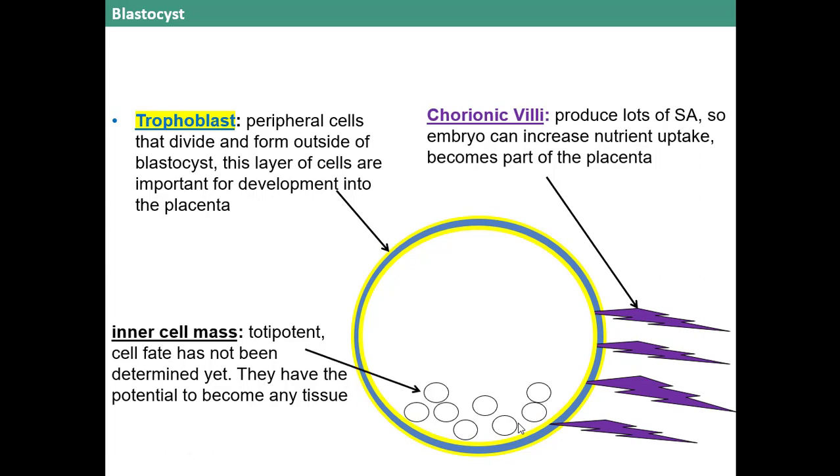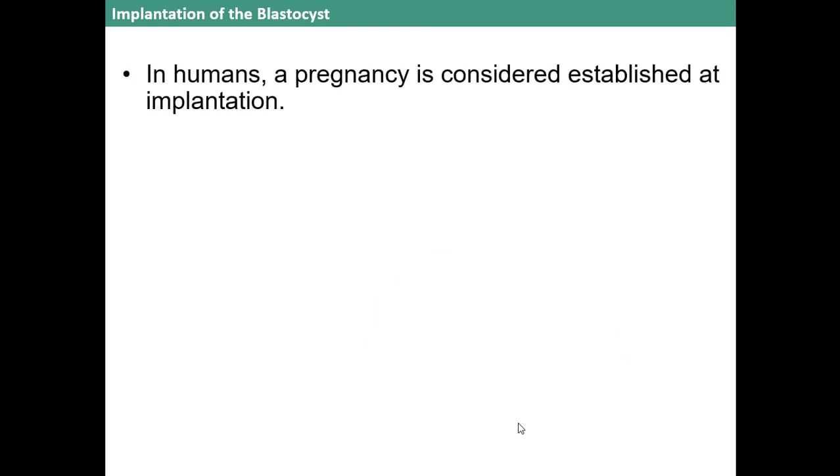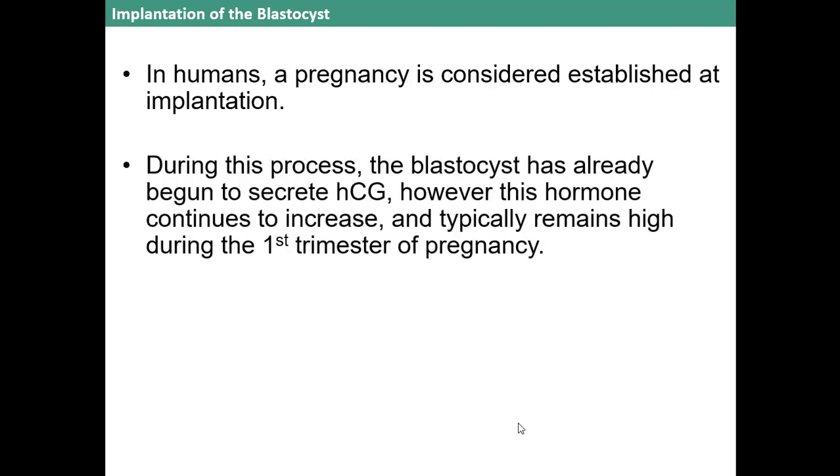Now in humans, pregnancy is considered to be established at implantation. And during this process, the blastocyst has already begun to secrete HCG. This hormone continues to double every day. During the first trimester, as it doubles and as it increases, sometimes morning sickness can persist and it can be especially difficult. So typically women experience morning sickness during the first trimester of pregnancy, and morning sickness usually dissipates after the first trimester.